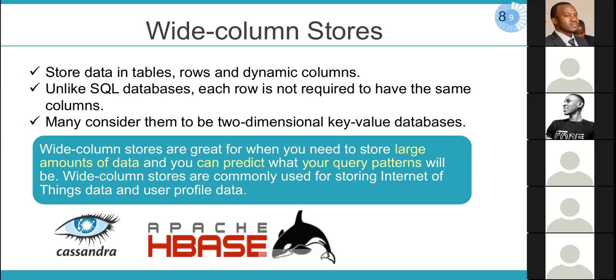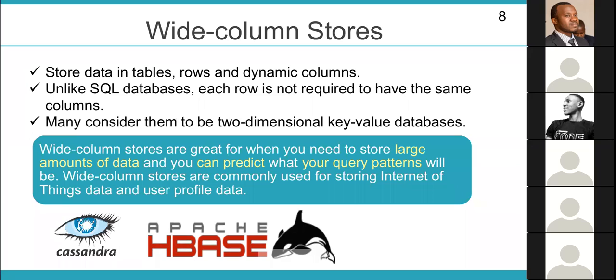And we proceed to wide column stores. These store data in tables, rows, and dynamic columns. So it sounds like they are pretty close to SQL databases because we're talking about tables and rows. But note that here we have dynamic columns. So unlike SQL databases, each row is not required to have the same columns. You can have a table where some rows miss out on some data, and that's no problem, which is not the case with SQL databases.